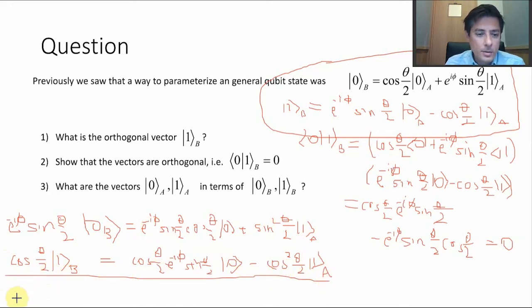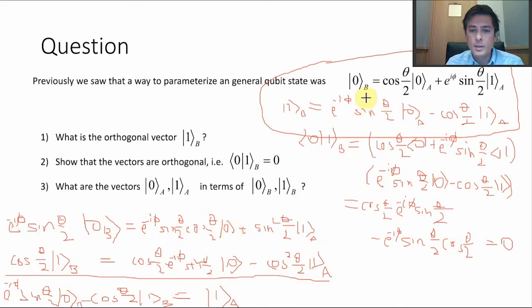So what we're going to get is e to the minus i phi of sine theta over 2 of 0b, and just subtracting it, these terms cancel, and it's going to be sine squared plus cosine squared, which is just going to give 1, and this gives our relation 1 in terms of Bob's vectors.